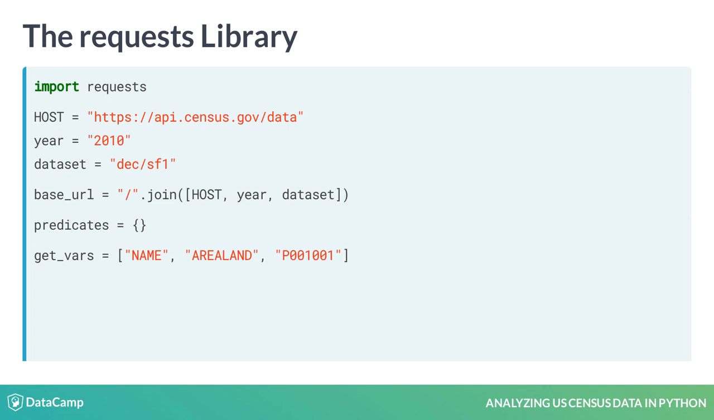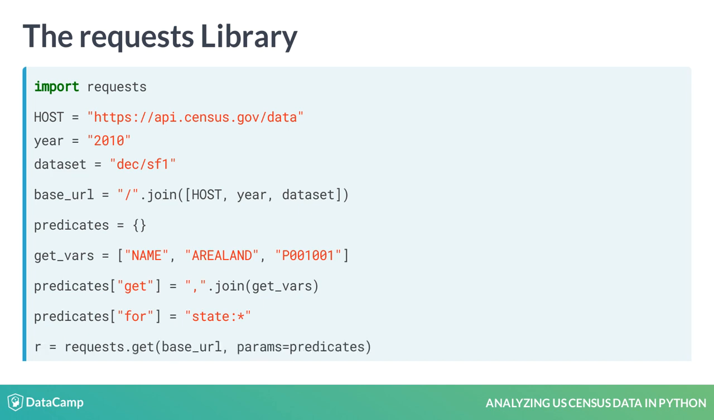Don't worry about the obscure name P001001. We'll learn where to find these variable names later. A dictionary key, get, is created by joining the variable names into a comma-separated string. Set the for key to the geographic level. We use state followed by the asterisk wildcard to request all states.